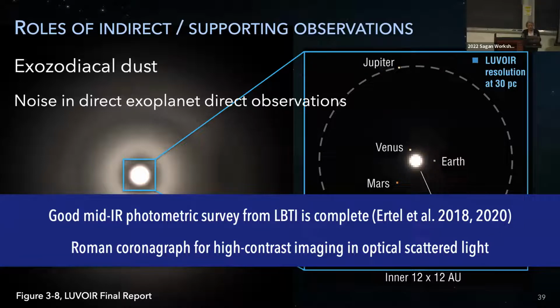Okay, however, there is more to do on Exozodi with the chronograph on the Roman Space Telescope. That will be able to image Exozodi in optical scattered light, and that would provide a check on some of the model dependencies that were involved in interpreting the LBTI data.